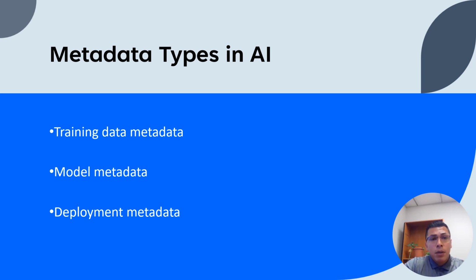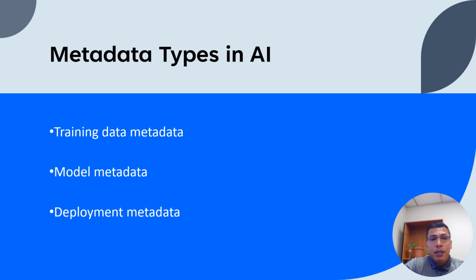Model metadata. So let's talk about model metadata. Model metadata captures information about the AI model itself, including its architecture, parameters, training algorithms, and performance metrics. This metadata is vital for understanding how the model was built, what features it considers, and how well it performs on given tasks. Model metadata also facilitates the replication and validation of AI models, which is crucial for maintaining transparency and trust in AI systems.